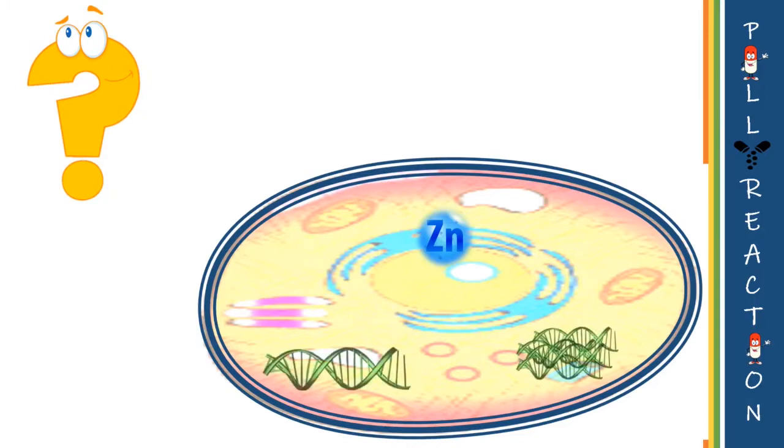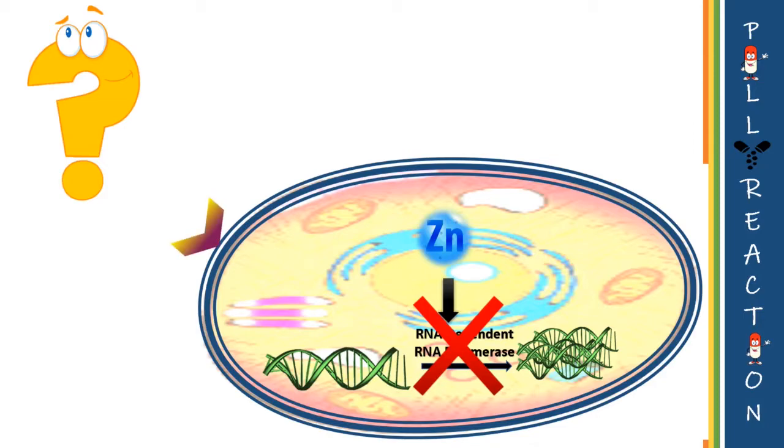Now the question comes to your mind, why do we need the zinc, right? Zinc inhibits the RNA-dependent RNA polymerase enzyme required for viral RNA replication, thus blocking the multiplication of the virus in the host cell. So lastly, we do have to know about the new antiviral mechanism of the drug.